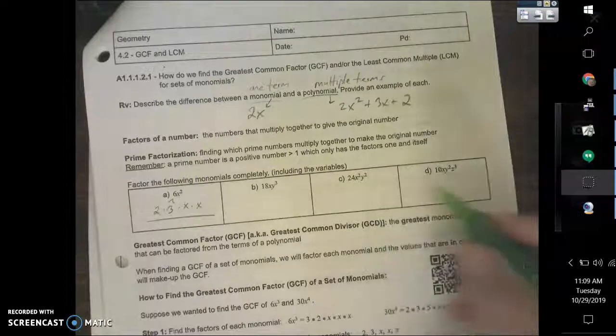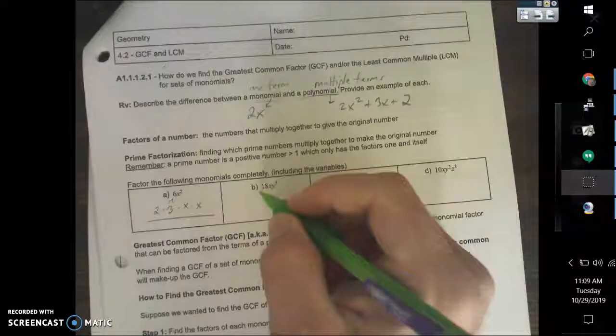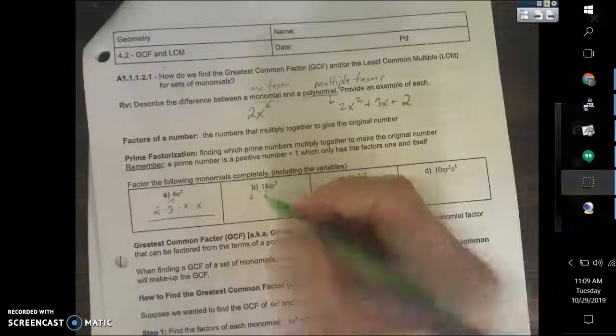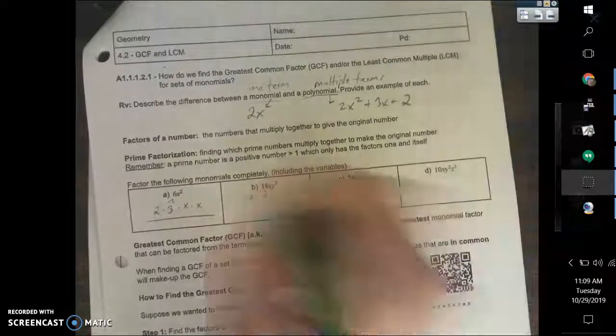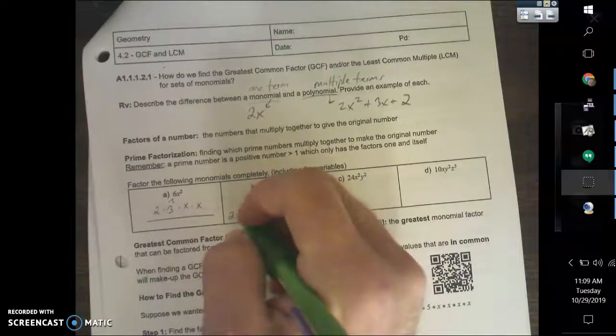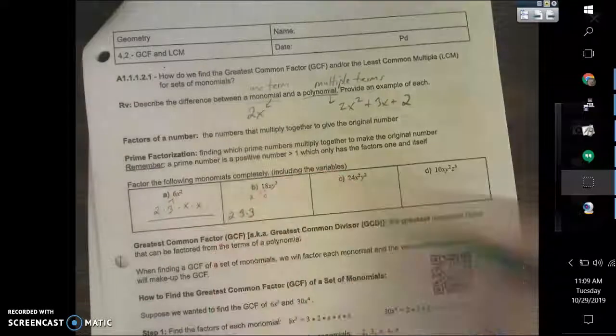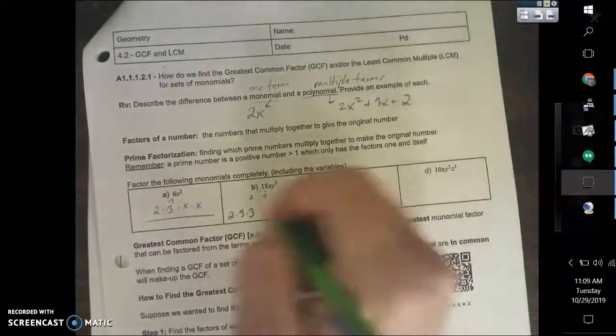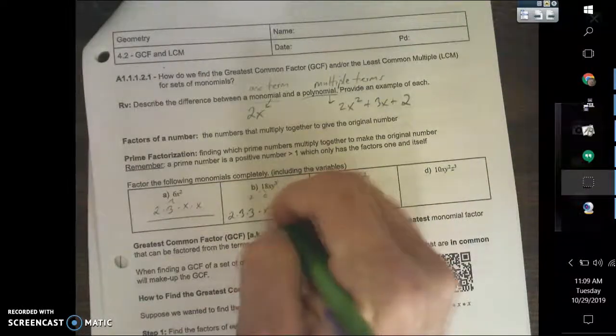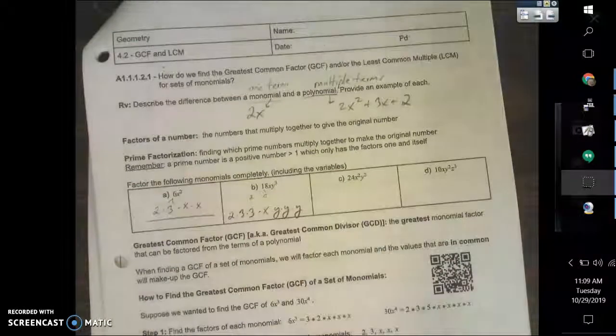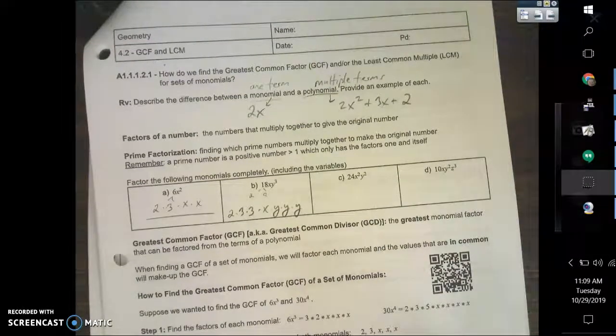Now for 18, you can break that down to 2 and 9, but then 9 can be broken down to 3 times 3. So we have 2 times 3 times 3 times x times y times y times y. So we're all good there.